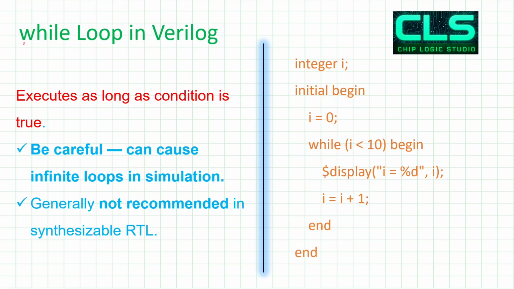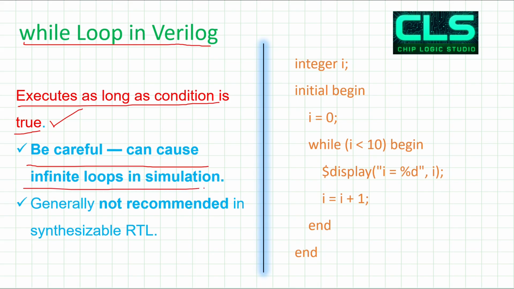Now our while loop. A while loop is a simple loop, but the condition you should remember is that it executes as long as the condition is true. I will give an example for that after this explanation. And be careful, it can cause infinite loops in simulation. I will give an example for that, and you will understand better that way. It is generally not recommended in synthesizable hardware.